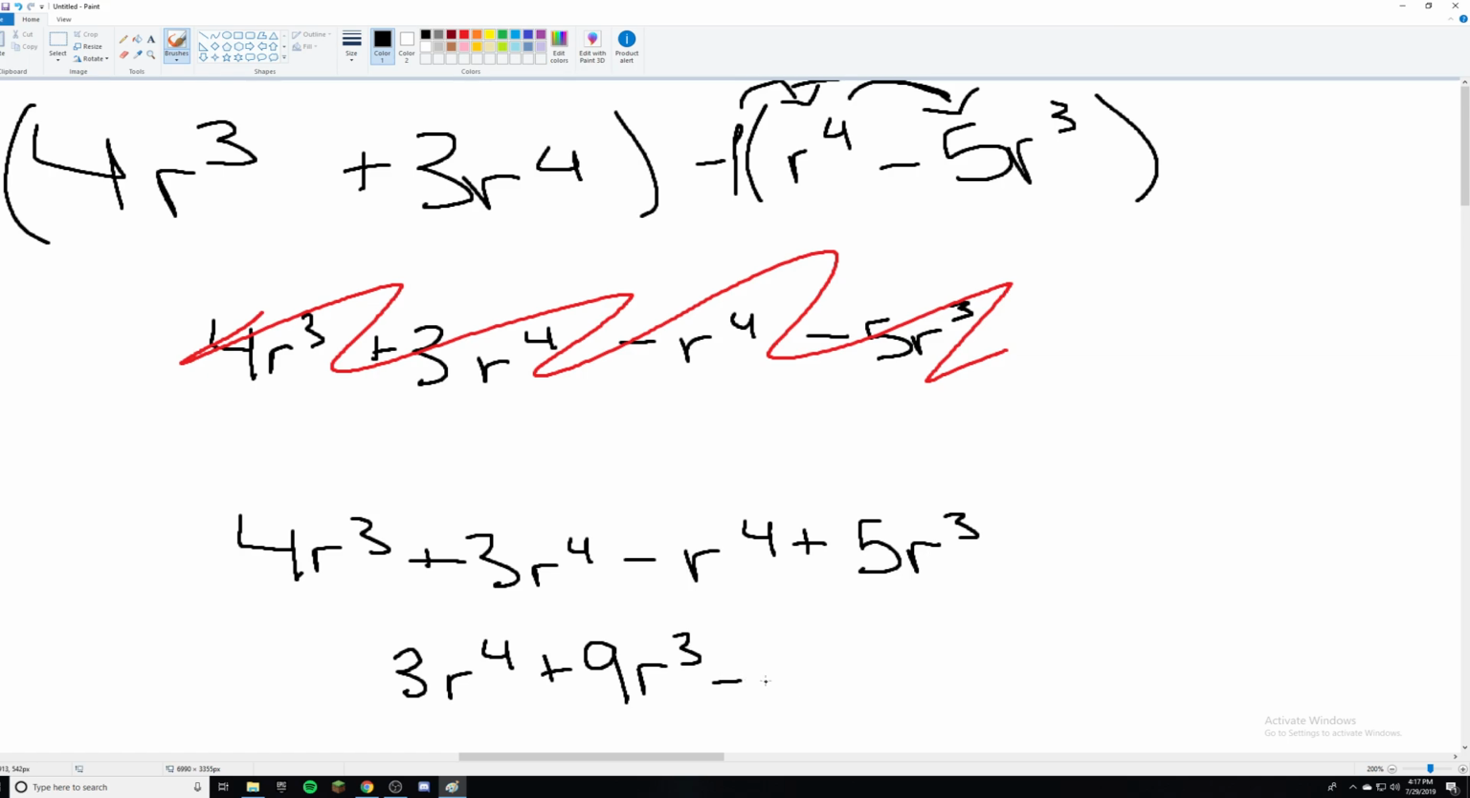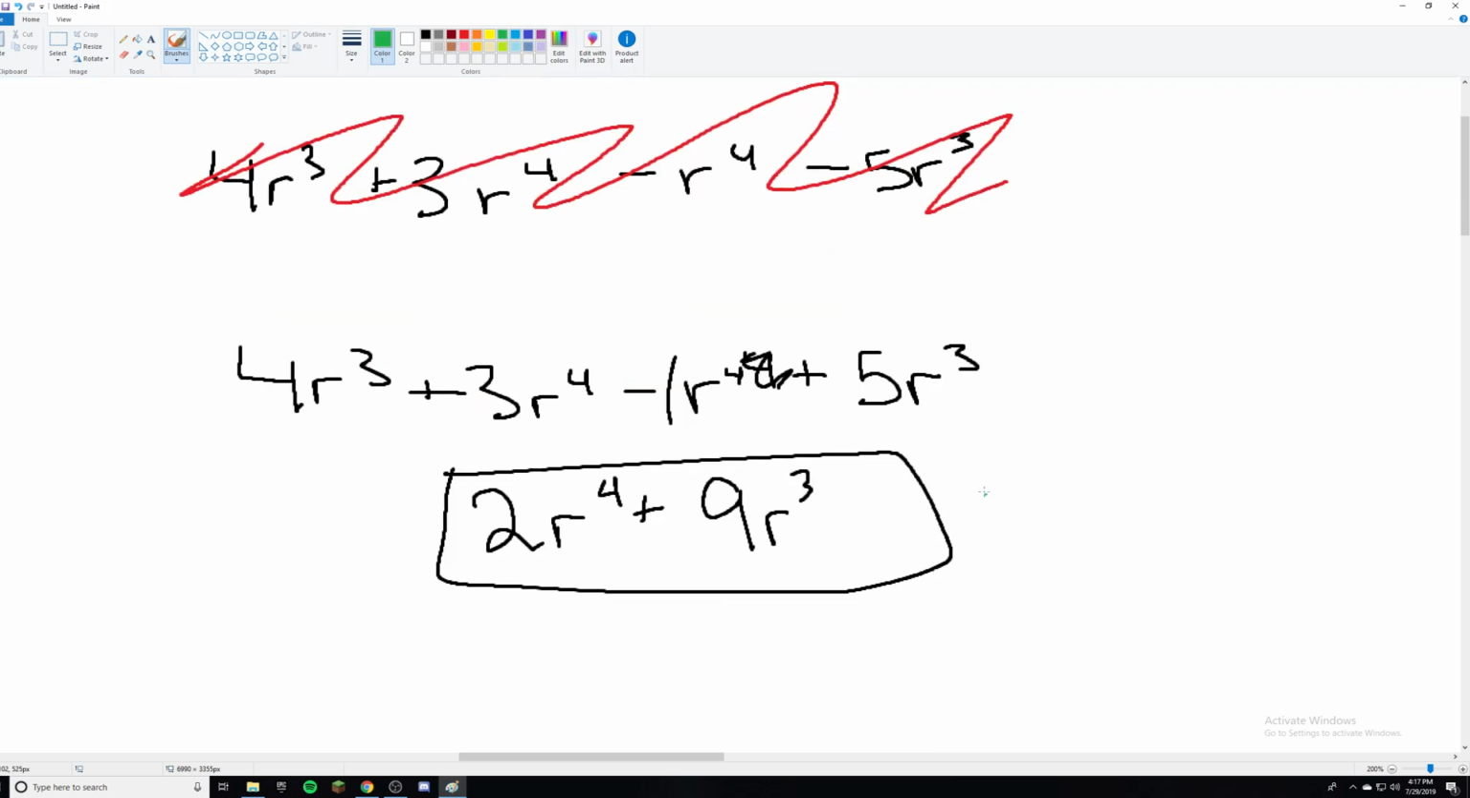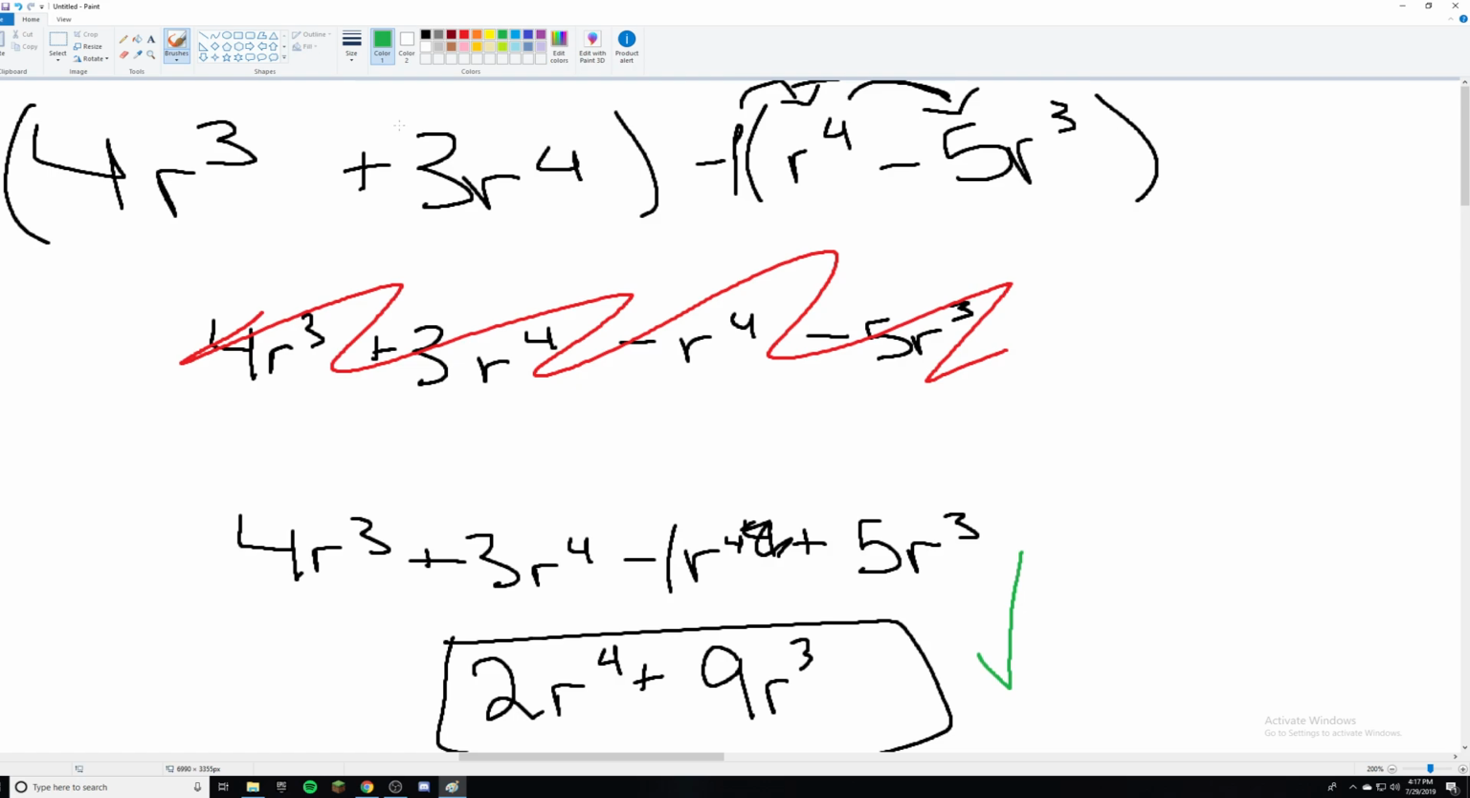And then I made an error. So this is actually an r to the 4th. I just made the 4 a little too large. It's r to the 4th. Sorry. So this is actually 3r to the 4th minus r to the 4th. So this is minus 1r to the 4th. So this turns into 2r to the 4th plus 9r cubed. This is the correct and final answer to this.